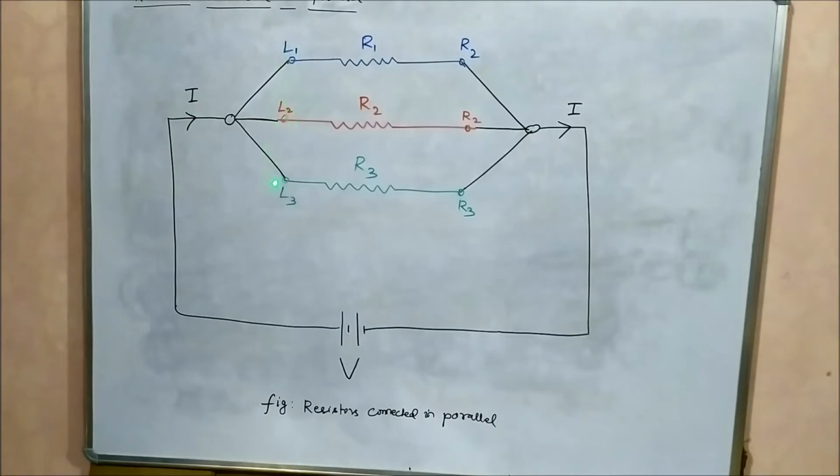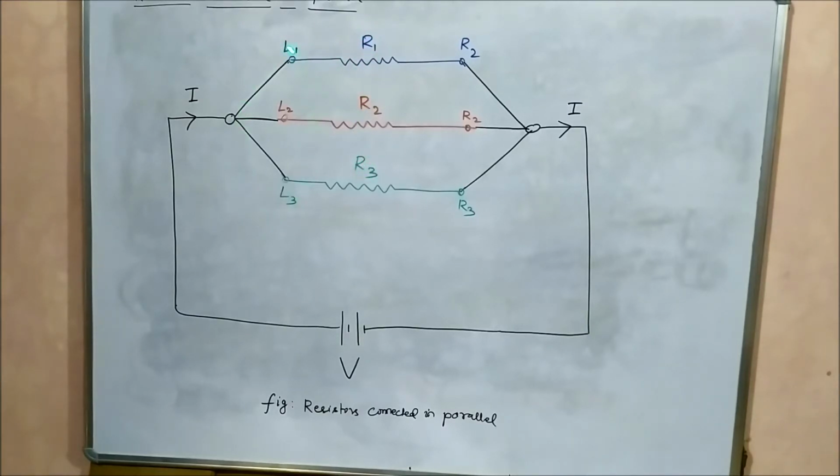Here L1, L2 and L3 are the left end points and right end points of R1, sorry, this is R1, by mistake I have written R2, this is R1, R2 and R3, the left and right end points of resistors R1, R2 and R3.